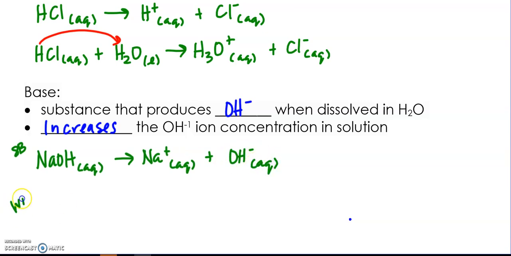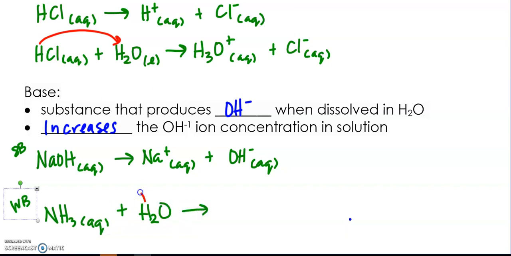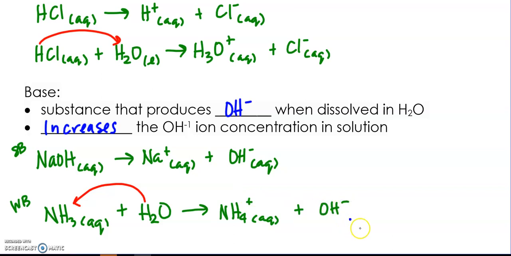Now something like a weak base, like NH3, which is a really common weak base, ammonia, this is one you should know. When you react this with water, like we did up above, one of the H's from the water leaves the water and goes with the NH3. So what you get in this case is NH4+ and hydroxide. As the hydrogen leaves the water, you're left with hydroxide.